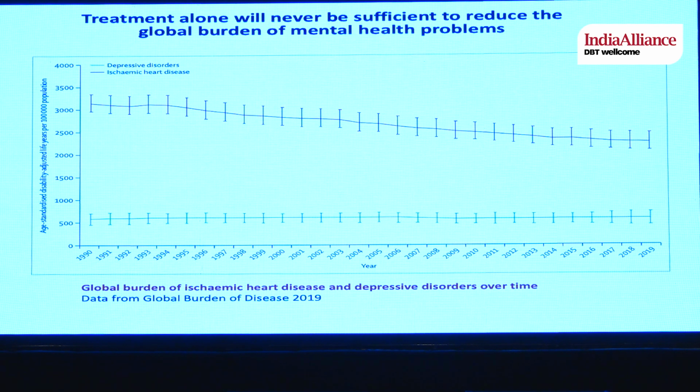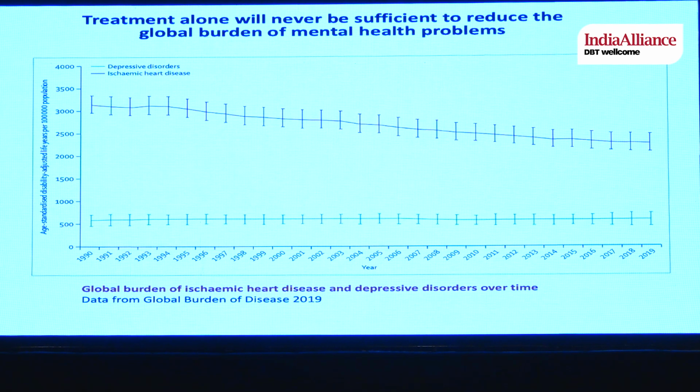Here, you will see a very interesting slide that shows you the burden of disease of ischemic heart disease in the red line here, and of depression in the blue line here, over the last 30-odd years. The message is clear, right? Over the last 30-odd years, we have seen a dramatic, absolutely dramatic reduction in cardiovascular mortality of all kinds. For strokes, for myocardial infarction, all vascular mortality has gone down.